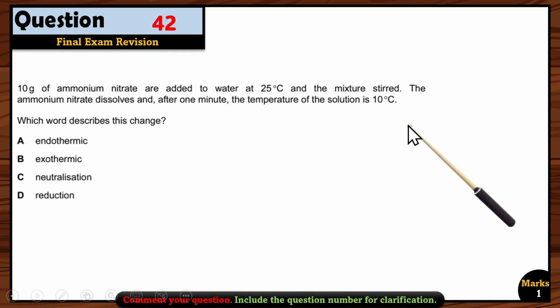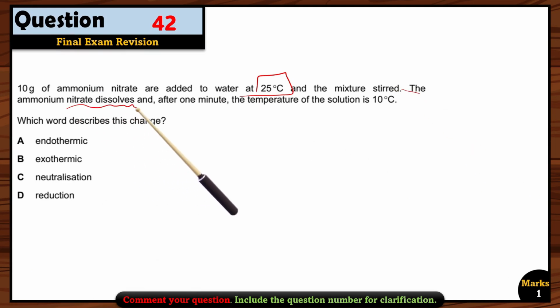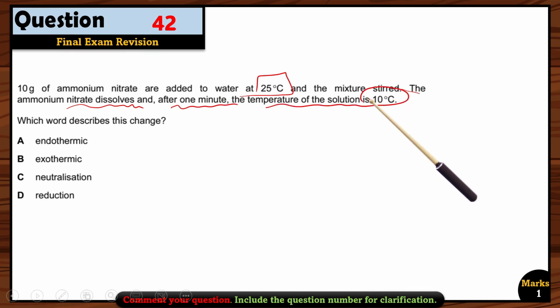10 grams of ammonium nitrate are added to water at 25 degrees Celsius and the mixture was stirred. The ammonium nitrate dissolved and after 1 minute the temperature of the solution was 10 degrees Celsius. Okay, so now you already know the difference between chemical change and physical change. Now there is another important concept, that is endothermic and exothermic. Students usually get confused even if they know the answer.